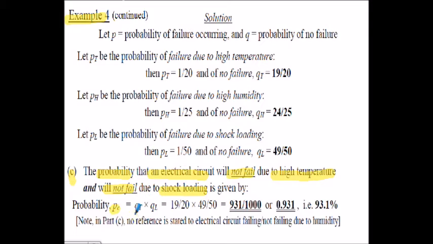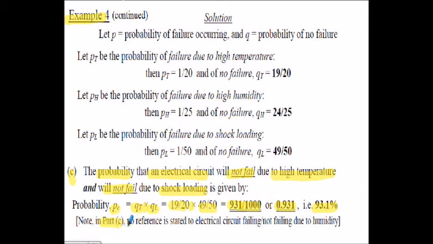So PC in this case will be QT, that's the probability of no failure due to temperature, multiplied by QL, that's the probability of not failing by shock loading. So from above, that's 19 upon 20 multiplied by 49 upon 50. That gives a probability as a proper fraction of 931 over 1000, or 0.931, or 93.1%.